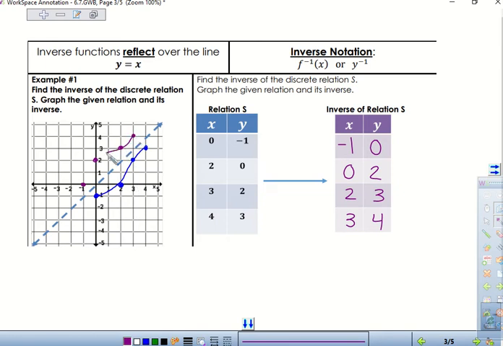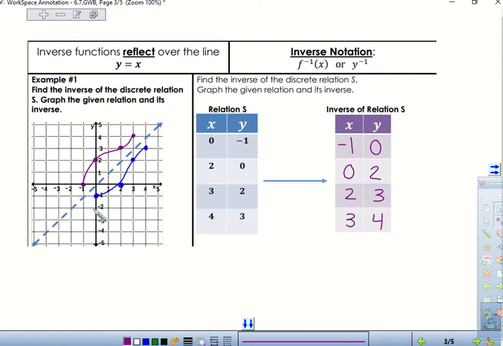And you're going to connect them. And what you should see is that these are reflections over that line y equals x. So does everybody see how they are reflections over that line? So every time you graph a function and its inverse, it will look like that. It will be a reflection over the line y equals x.